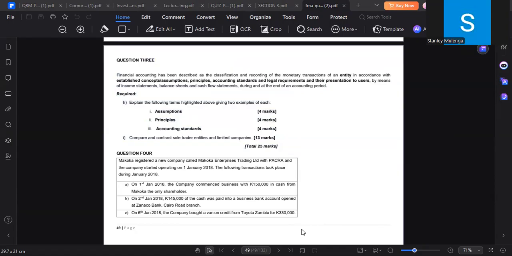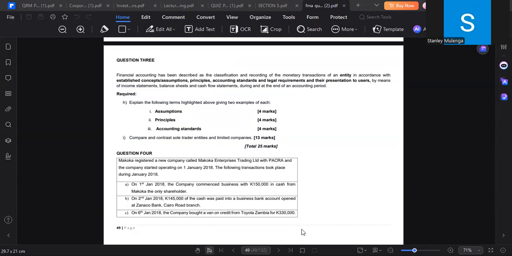Question number 3 reads: financial accounting has been described as a classification, recording of monetary transactions of an entity in accordance with established concepts, assumptions, principles, accounting standards, and legal requirements and their representation to users by means of income statements, balance sheets, cash flow during and at the end of the period. Explain the following terms and give 2 examples of each. What are assumptions? What are principles? What are accounting standards?